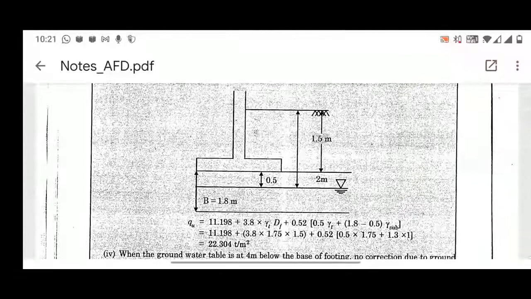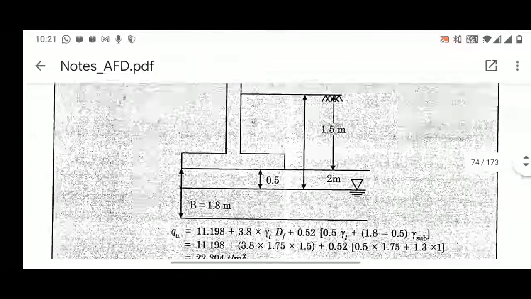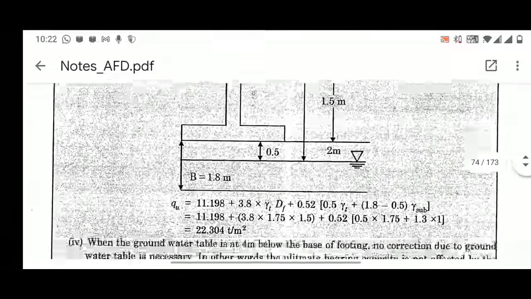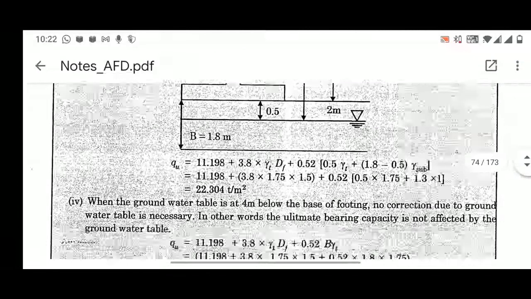The way they are doing the modification is, the depth below the footing base till the position of the groundwater table, that is 0.5, multiplied by gamma t, plus the remaining depth, that is 1.8 minus 0.5, into gamma submerged, because only that part is submerged under water, the rest has the bulk unit weight. So once you do this, you will find this qu as 22.304.